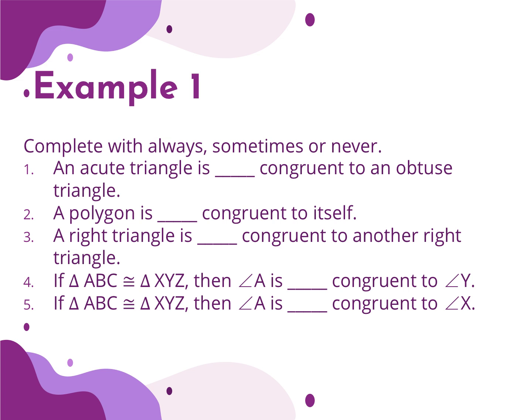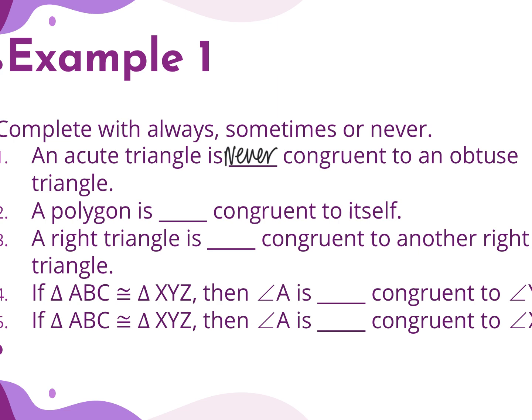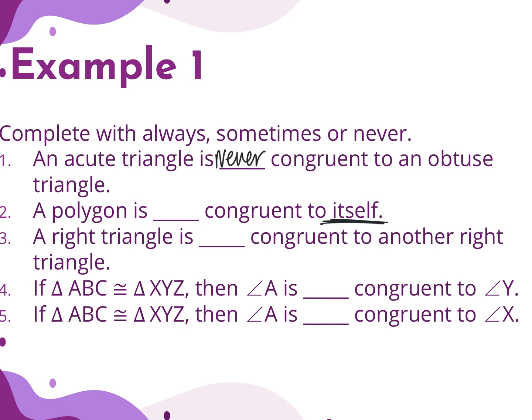Looking at number one, an acute triangle is blank congruent to an obtuse triangle. Is that sometimes, always, or never? Could an acute triangle be congruent to an obtuse triangle? Never. Good. It's never congruent to an obtuse triangle. Looking at the next one, a polygon is blank congruent to itself. Sometimes, always, or never. Good. To itself is always.